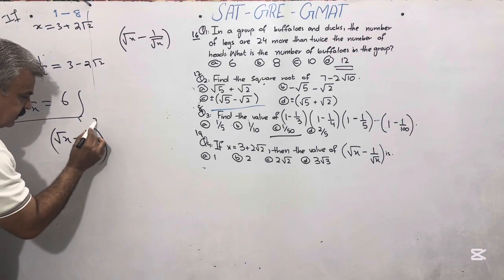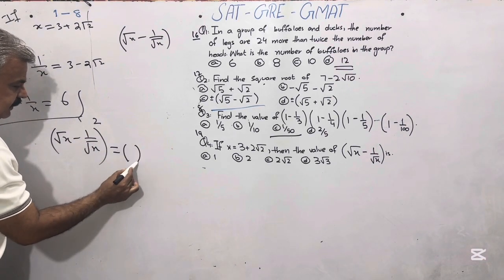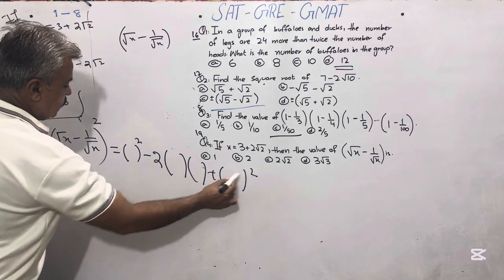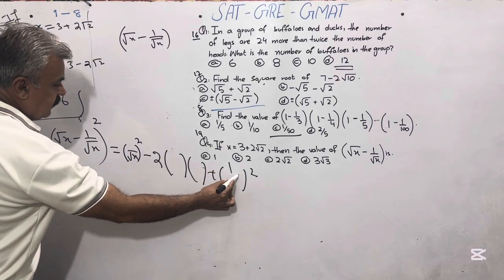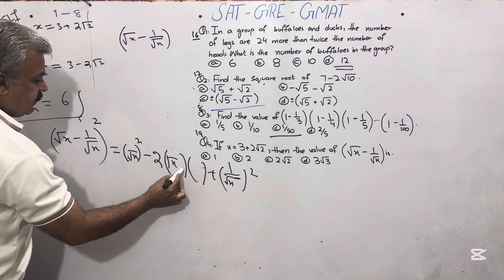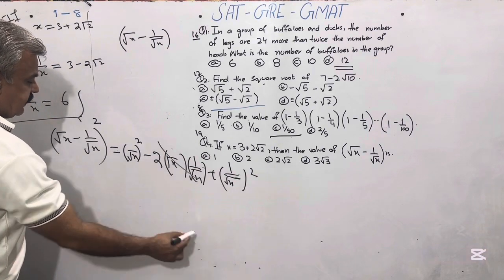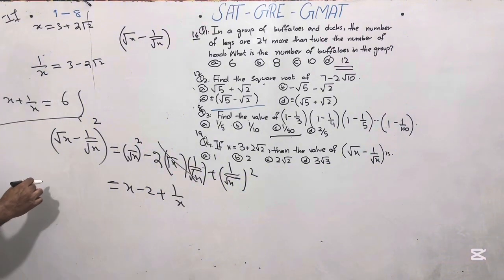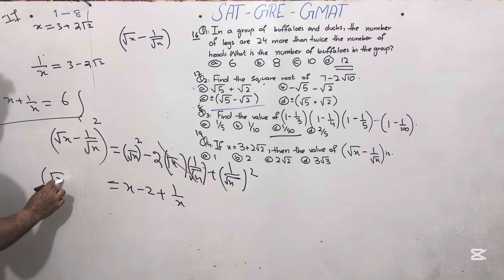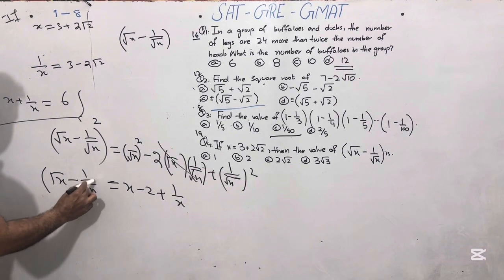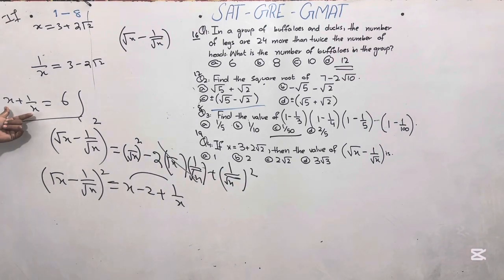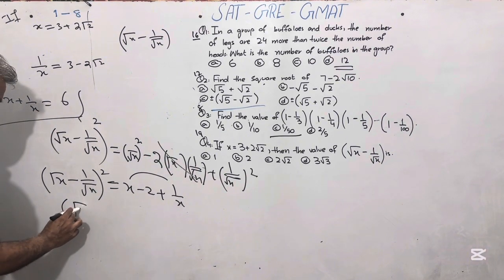Simply square this bracket. It is equal to the square of the first, minus twice first into second, plus the square of the second. With root x and 1 over root x, the roots cancel and we have x minus 2 plus 1 over x. On the left-hand side, we have root x minus 1 over root x, whole square. If we collect the x terms and replace x plus 1 upon x with 6, we are going to get something.